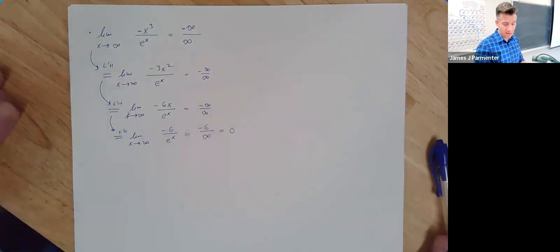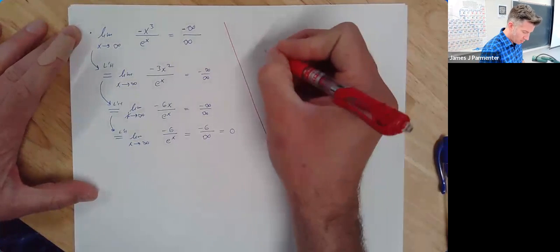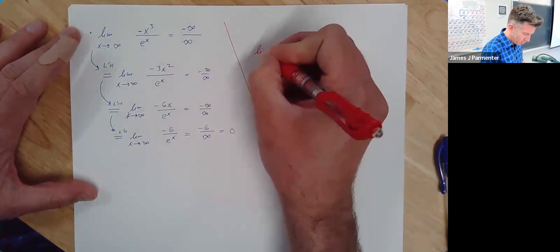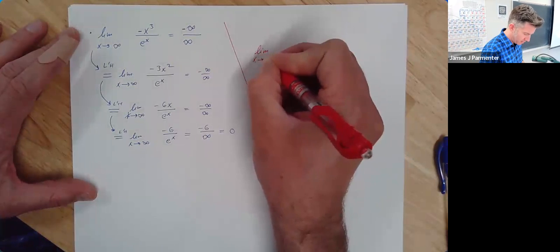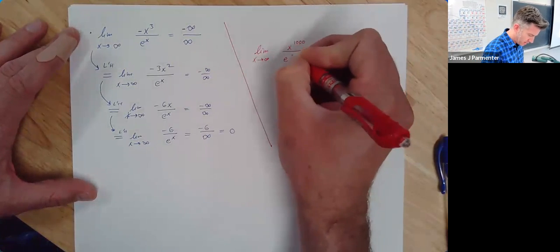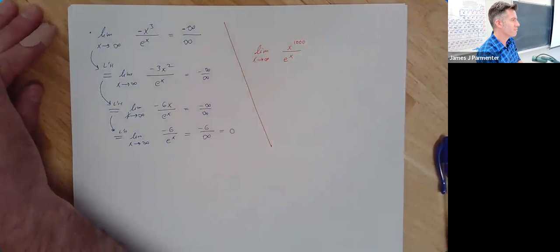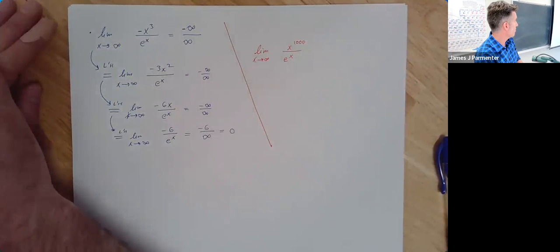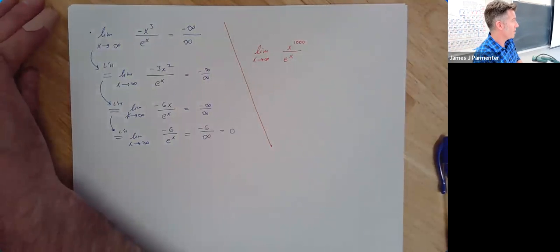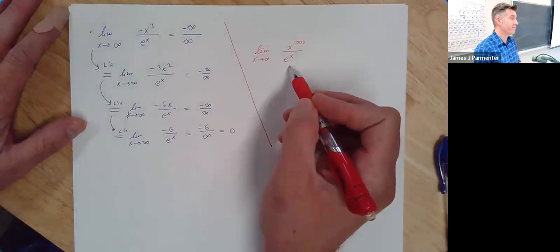Here's an interesting thing to think about. If I asked you all what the limit as x goes to infinity of x to the 1000th power over e to the x is going to be, what do you think that limit's going to end up being? It's going to be 0, because no matter how many times we apply L'Hopital's rule, what's the derivative of e to the x every time?